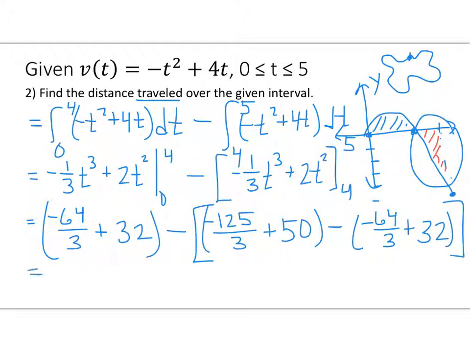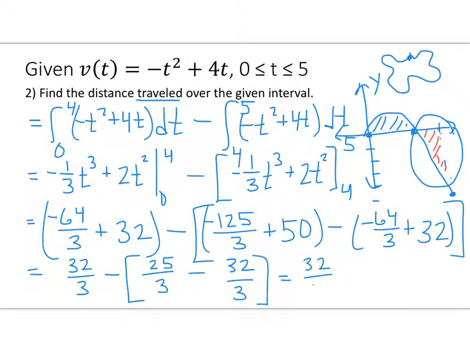So when I clean these up, I get common denominators. The 32 becomes 96 over 3, negative 64 plus 96 is going to be 32 over 3, minus negative 125 over 3 plus 150 over 3, which will give me 25 over 3, minus, and here we know negative 64 over 3 plus 32, we just did that, that's going to be 32 over 3. So now I have 32 over 3 minus negative 7 over 3. So I have 39 over 3, which gives me a final total distance of 13.